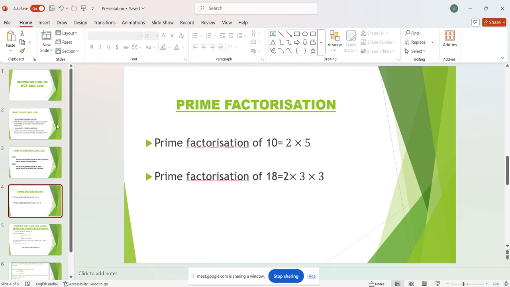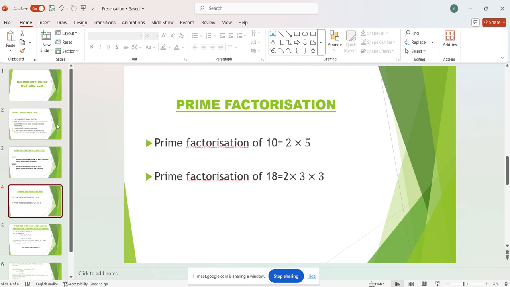Similarly, the prime factorization of 18 equals 2 into 3 into 3, which you write as 2 into 3 square. That is 18. Another example, the prime factorization of 25 is 5 into 5. To find the LCM and HCF, first you need the prime factorization, which you have already studied.